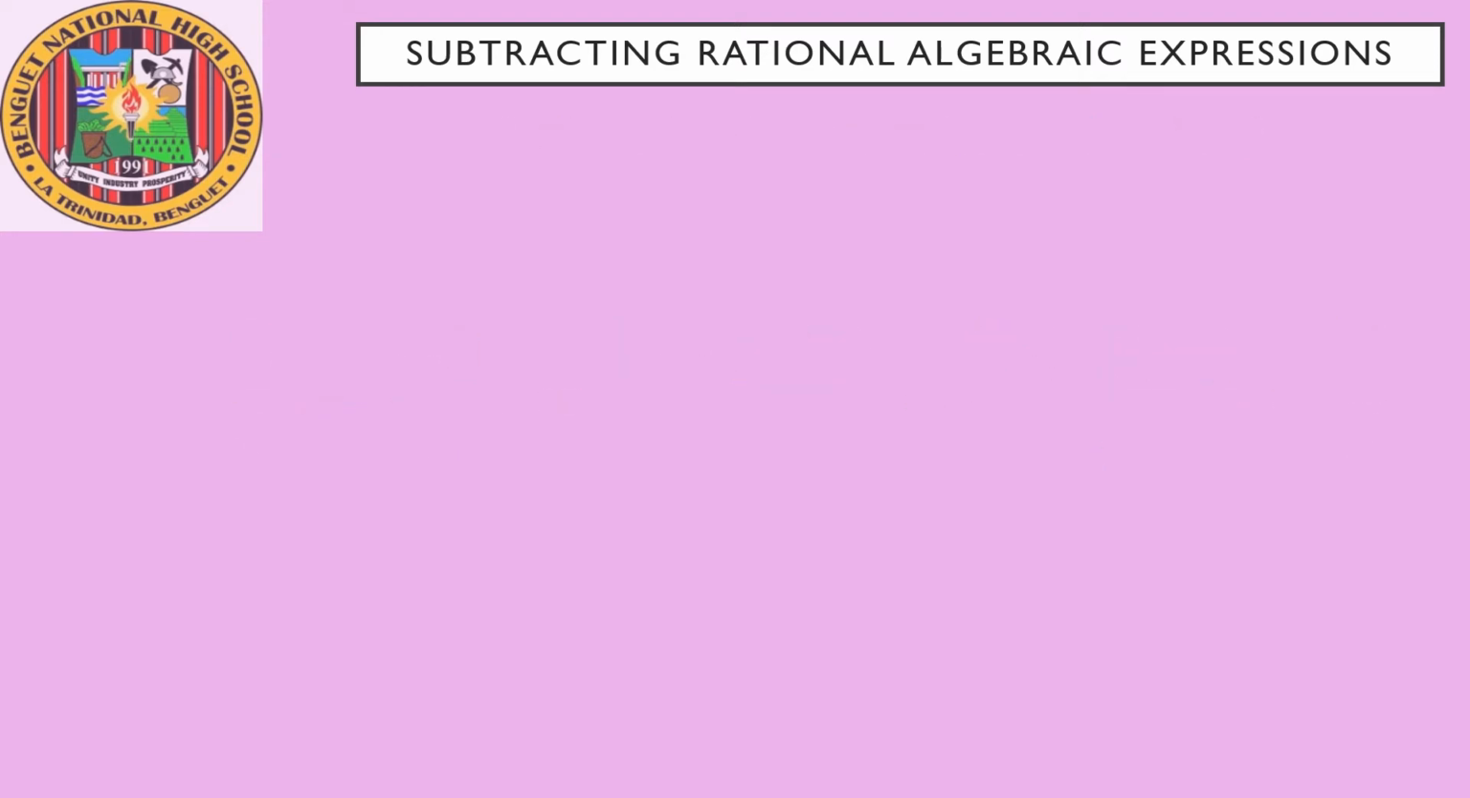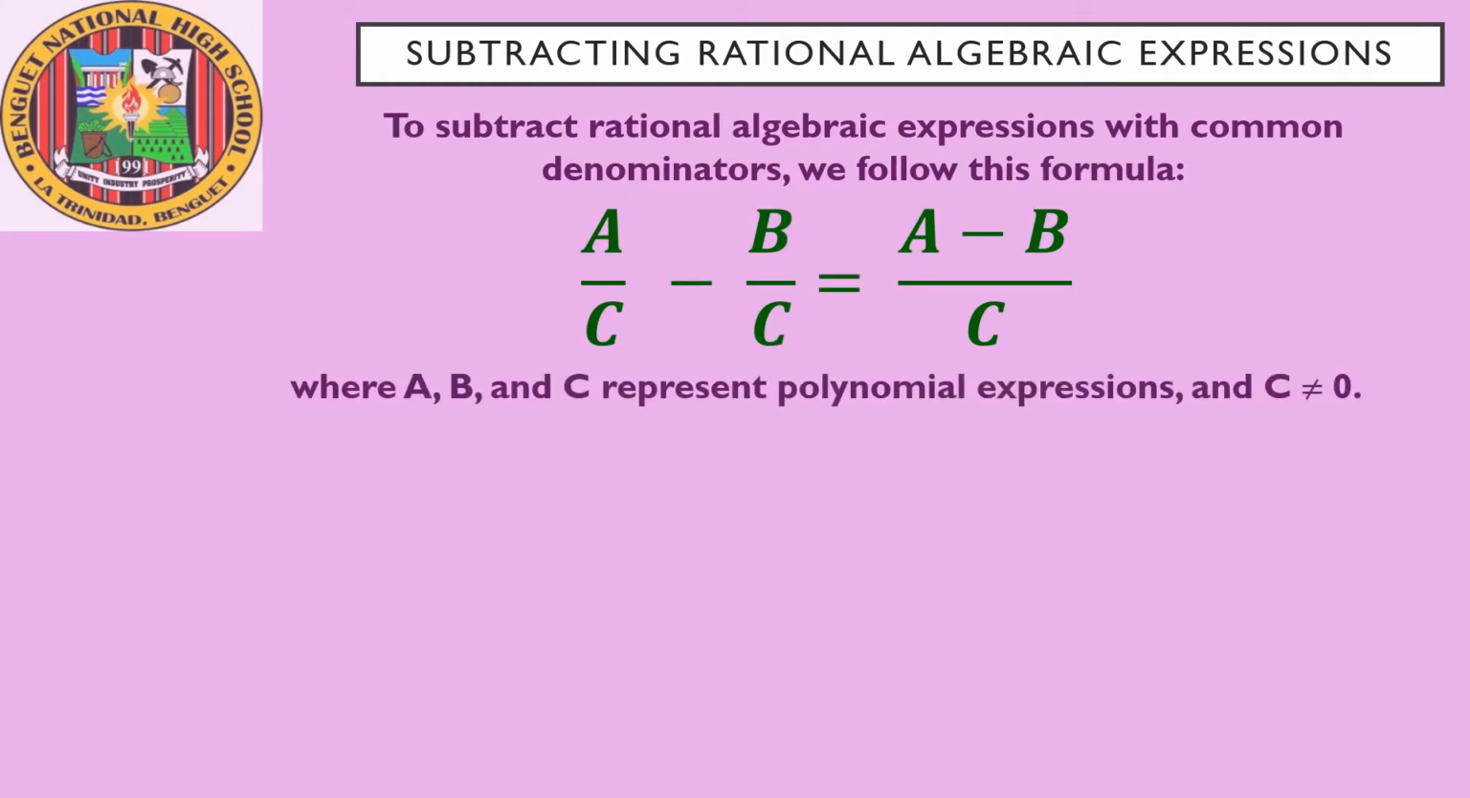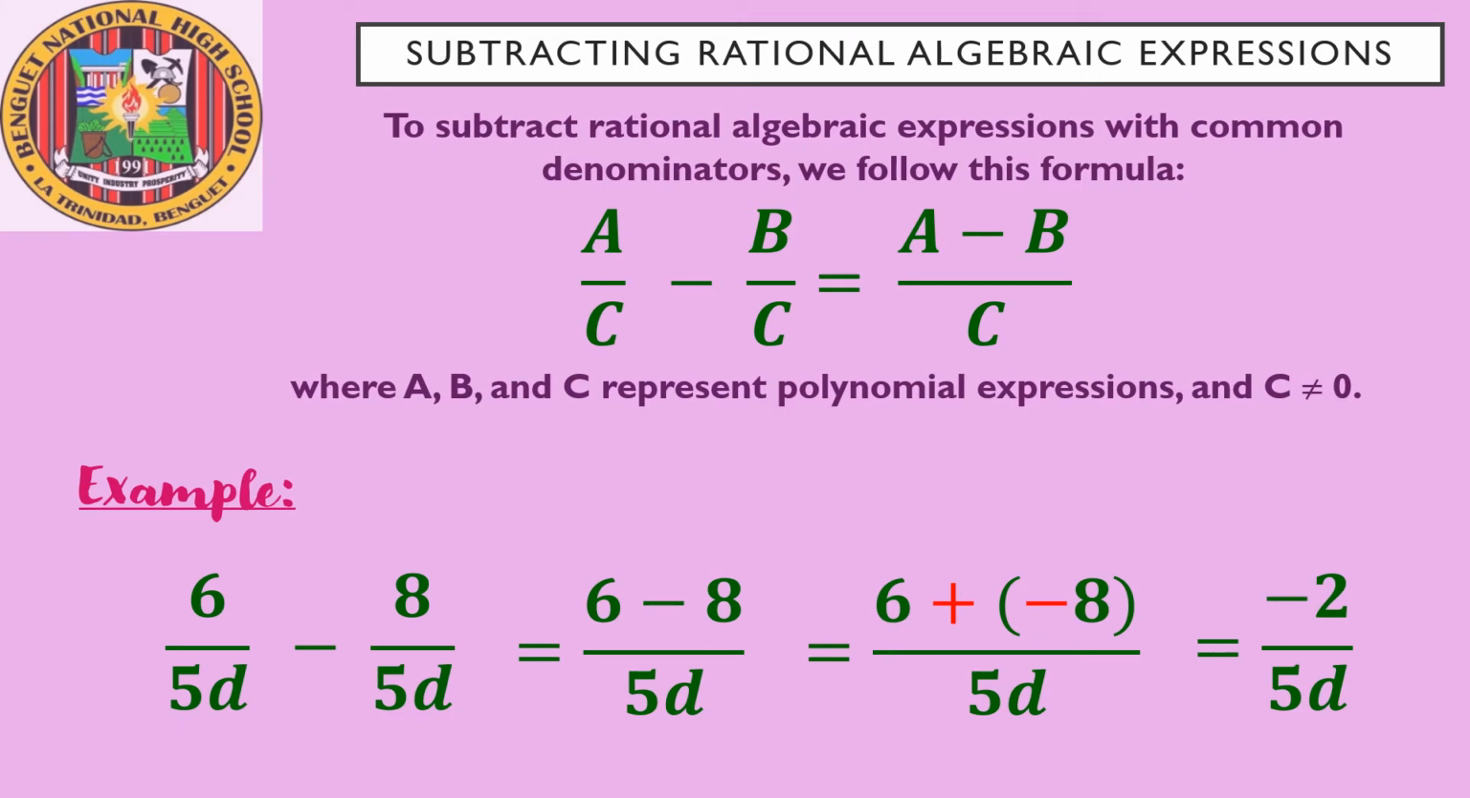When we subtract rational algebraic expressions with common or similar denominators, we are going to follow this formula. A over C minus B over C is equal to the difference of A and B over C, where A, B, and C represent polynomials, and the denominator C should not be equal to 0. Take a look at the following example. Compare the process of subtracting these RAEs with subtracting fractions. Do you see any similarities?